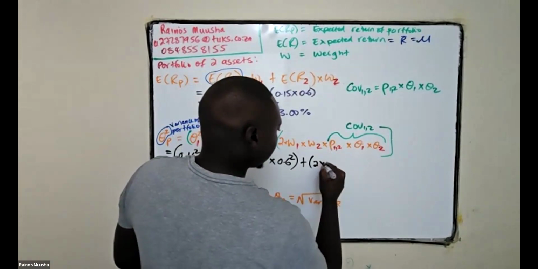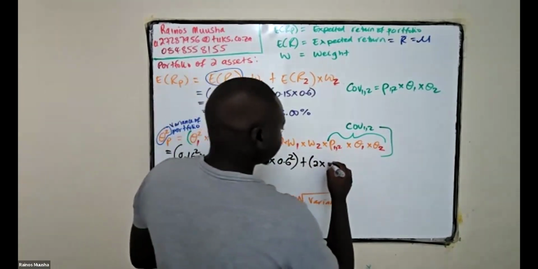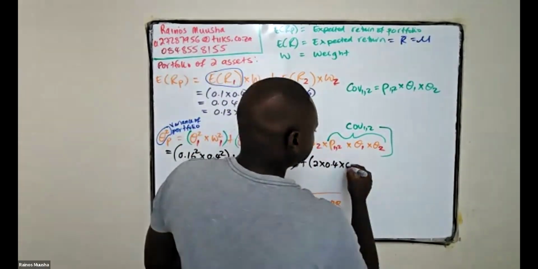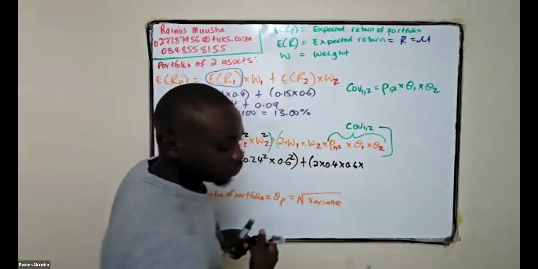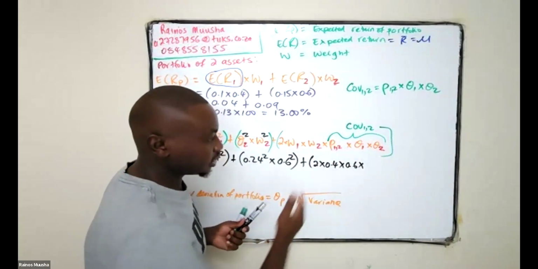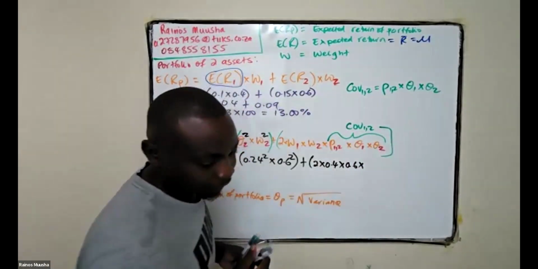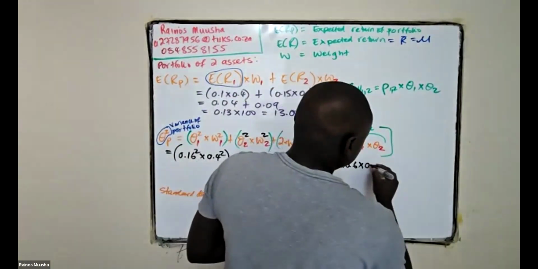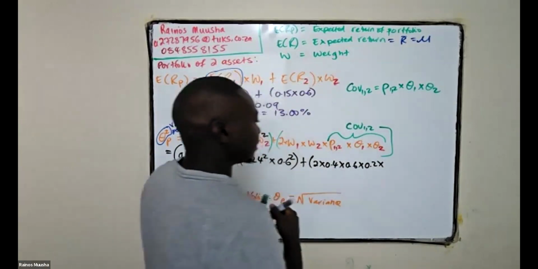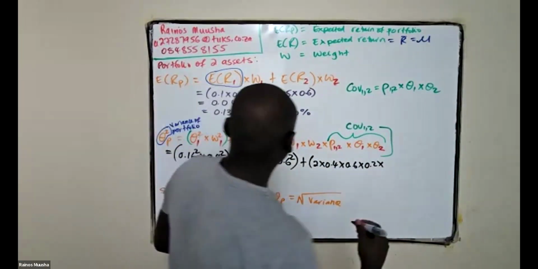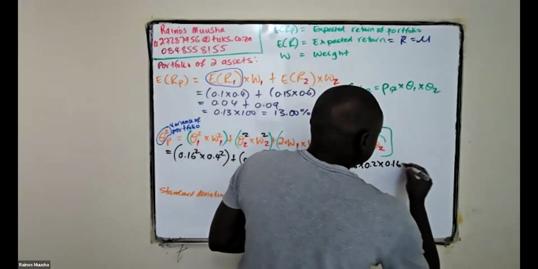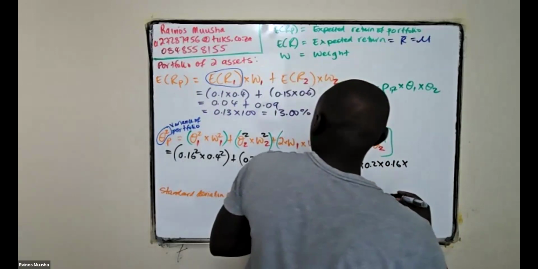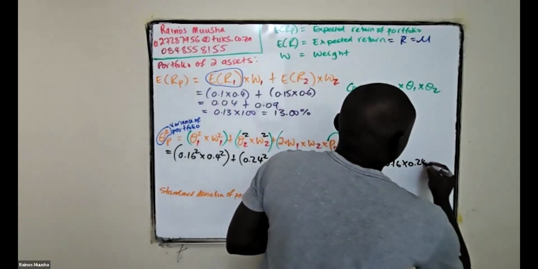2 multiplied by the weight of asset 1, which is 0.4, the weight of asset 2, which is 0.6, the correlation coefficient. We are given the correlation coefficient, so we have to write all these values as well. And remember, they say the correlation coefficient is 20%, which is 0.2. So it's 0.2 multiplied by the standard deviation of asset 1, which is given as 0.16, multiplied by the standard deviation of asset 2, which is equal to 0.24.